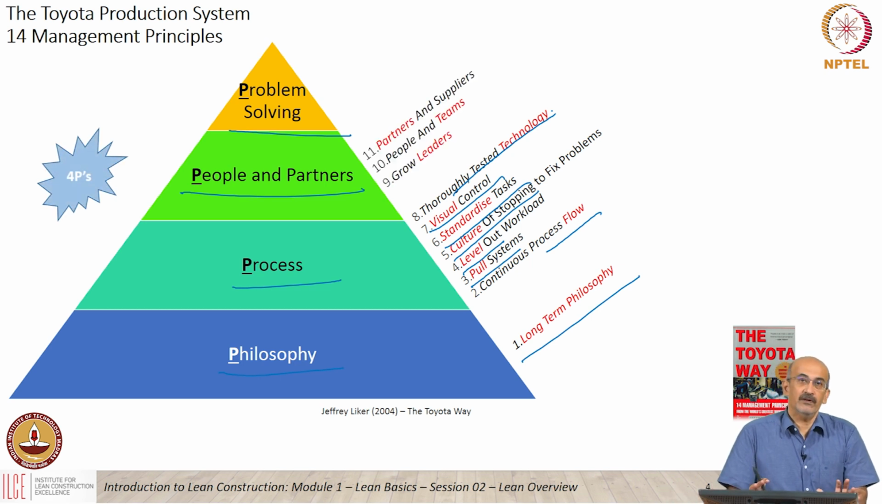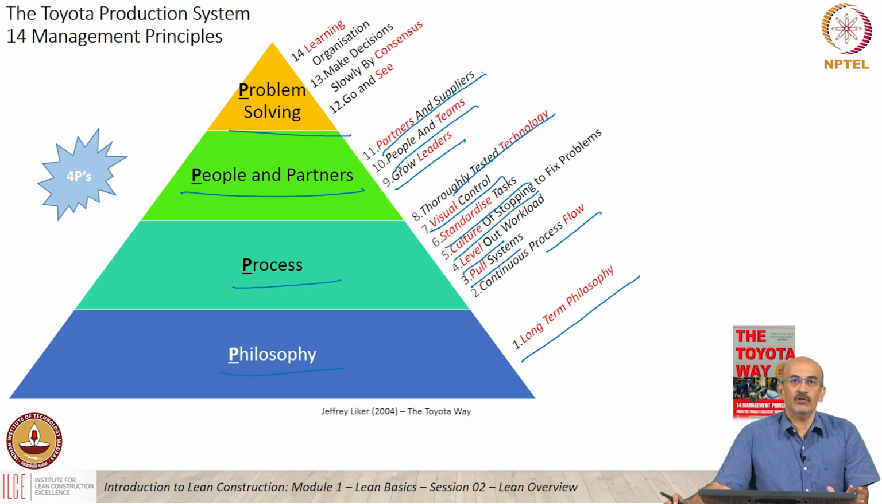When we go to people, the people issue is also extremely important. It talks about growing leaders, development of people and teams, developing partners and suppliers. And these are also very core elements which make an organization successful.